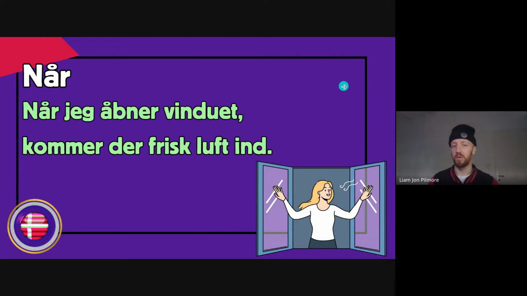For example, når jeg åbner vinduet, kommer der frisk luft ind. Obviously, when I open the window, fresh air comes in, right? It's referring to a habitual action, something that happens as a result of something else. Whenever an action takes place, this thing happens. When I do this, this happens.